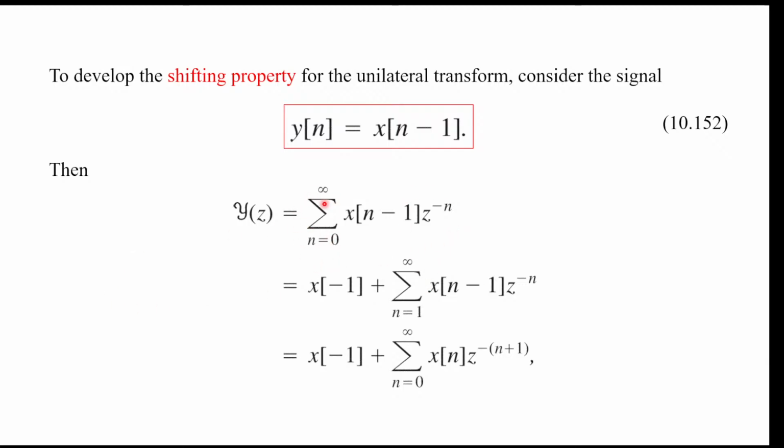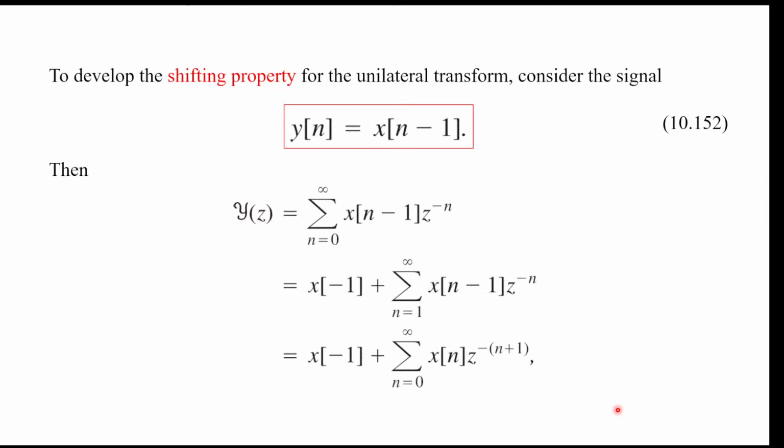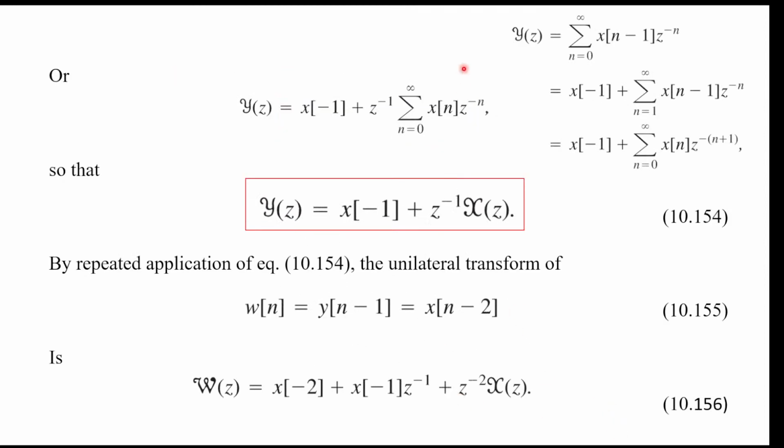And so the n equals 0 term will give us x of minus 1, then plus the sum n from 1 to infinity of x of n minus 1 times z to the minus n. Then we can do a change of variable here. We change n minus 1 to n, so this new n will be from 0 to infinity, and every n minus 1 becomes n, and n becomes n plus 1. Okay.